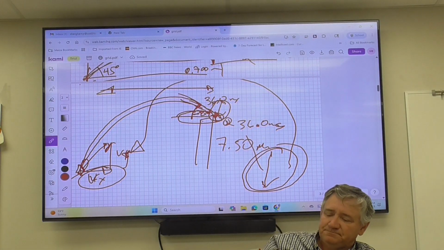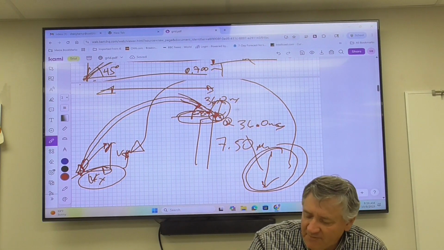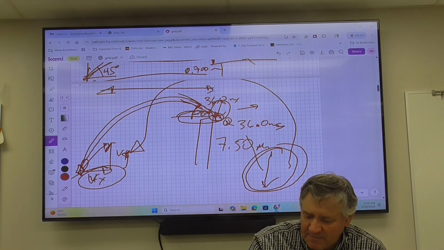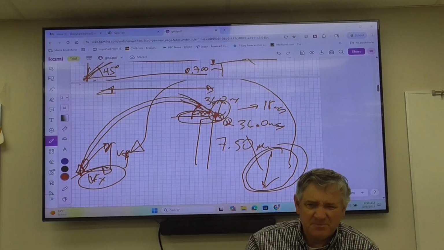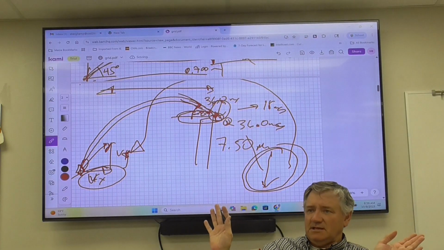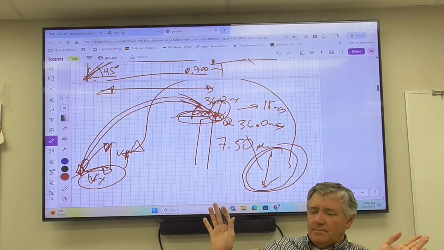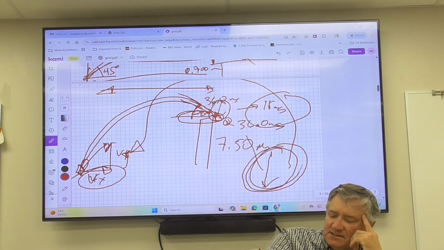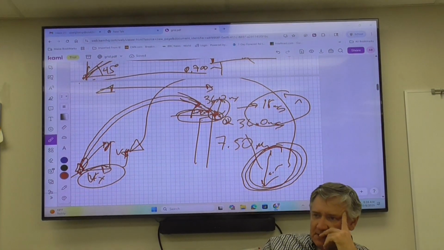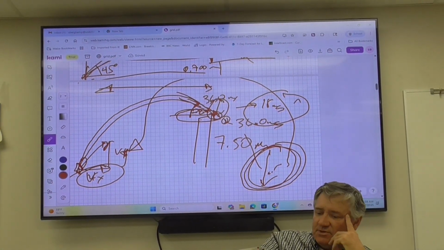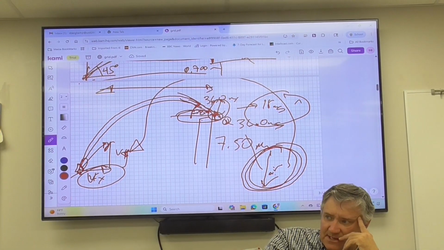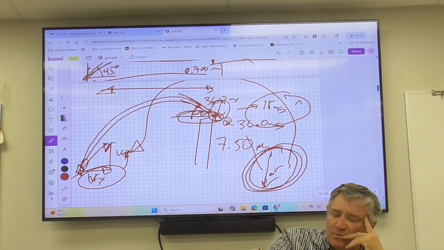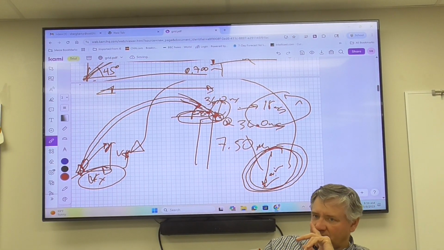But wait, there's more. You can find that vertical component. I'm going to make up a number. Let's say it's 18 meters per second. I'm just making up a number. Let's say it's 18. Okay? If this is 18, when it lands, is that velocity going to be bigger or smaller than 18? Bigger. So you know the vertical velocity when it lands has to be bigger than what it is when it's 7.5 meters above the ground.